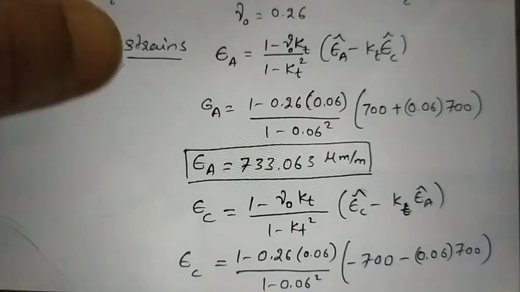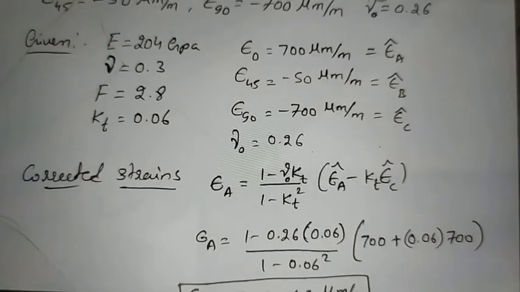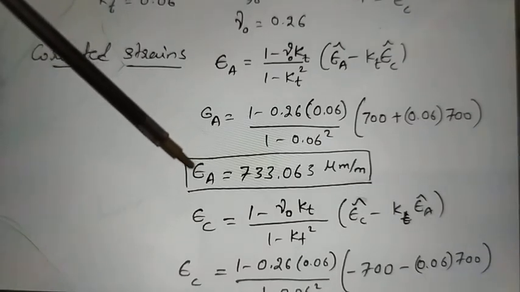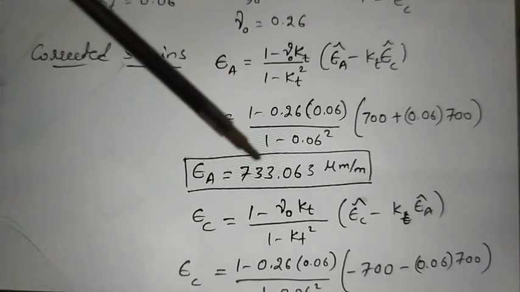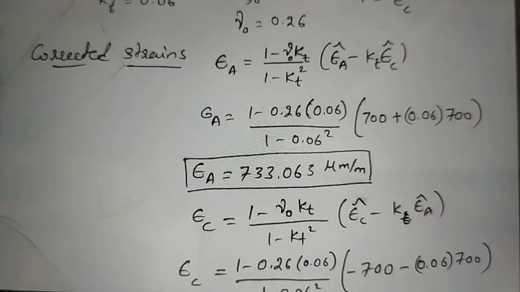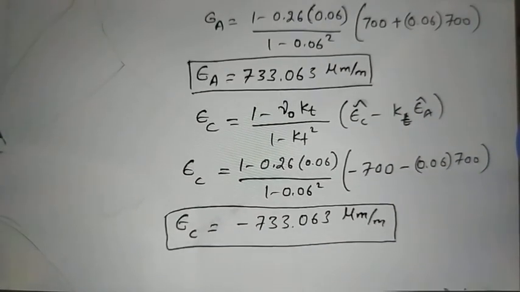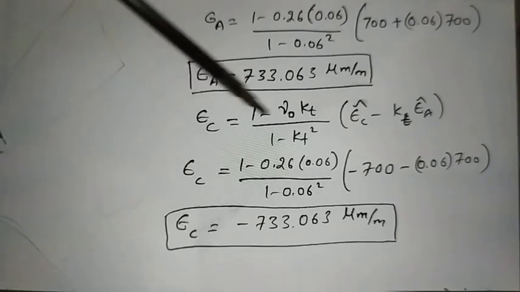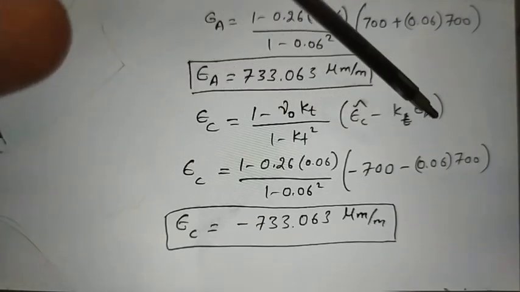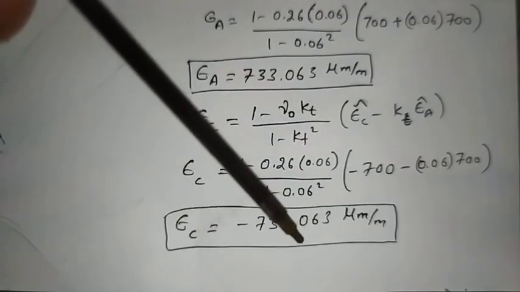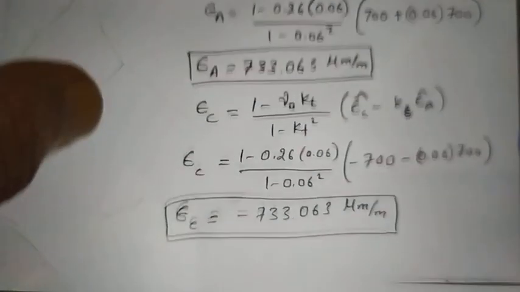733.063 microns. You can see here the epsilon A cap is 700 microns, and there is some variation: epsilon A corrected is 733.063 microns. So you can see the variation because of the transverse sensitivity. Similarly, epsilon C has a similar equation, only epsilon C cap and epsilon A cap are interchanged, and you are going to get minus 733.063 microns.